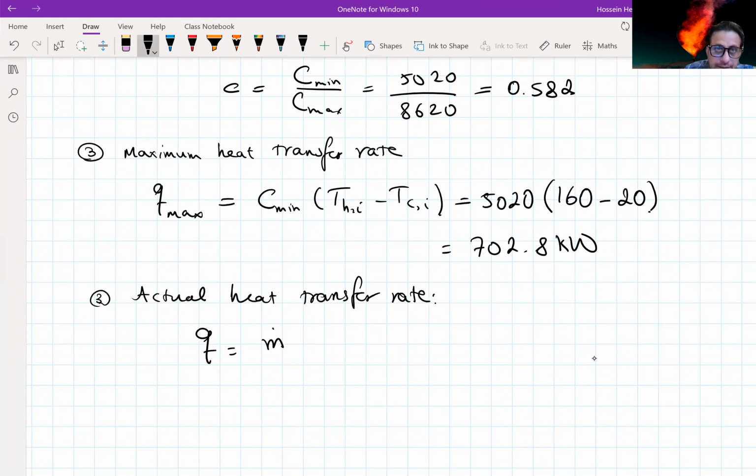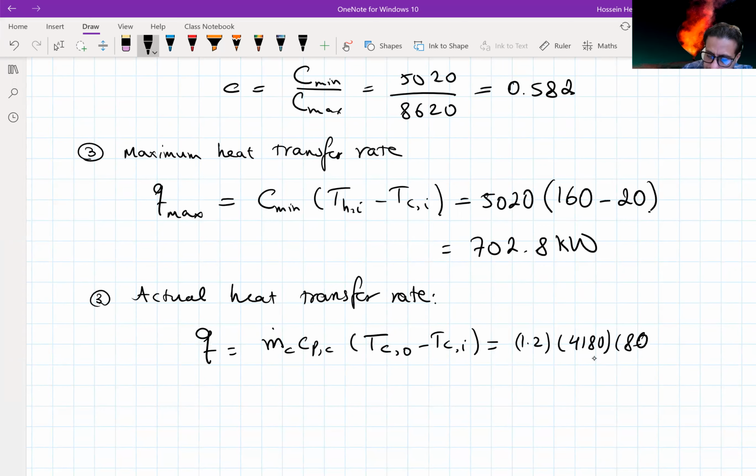Q is m dot c_p,c times T_c,out minus T_c,in, which will be 1.2 times 4180 times 80 minus 20. So we will get 301.0 kilowatts. Now, please note that since I have the inlet and outlet temperature of the cold stream, I can find the actual heat transfer rate, and then I can find effectiveness.